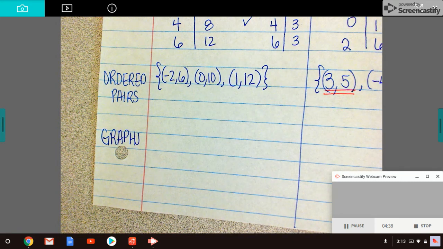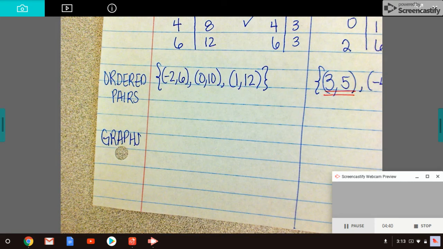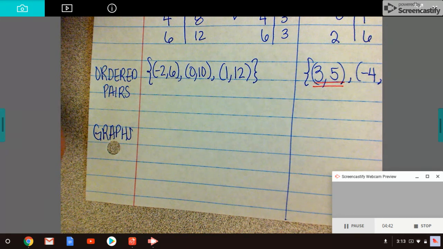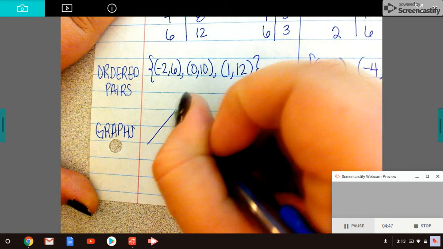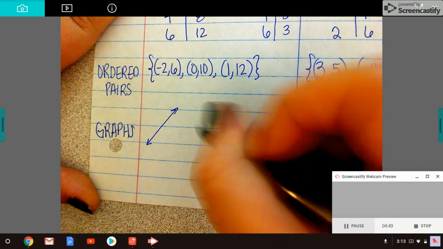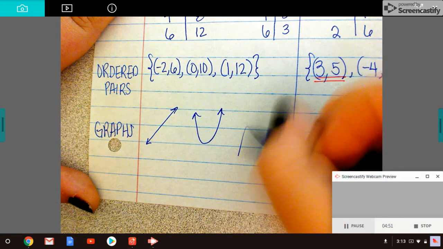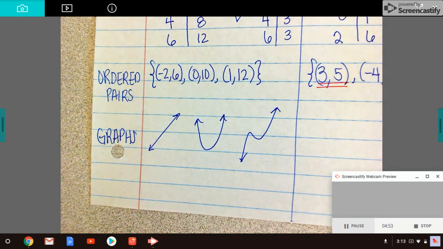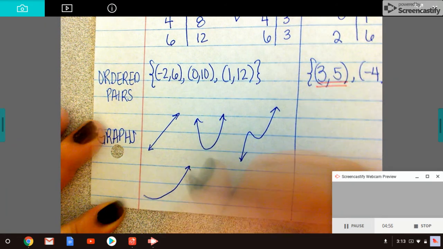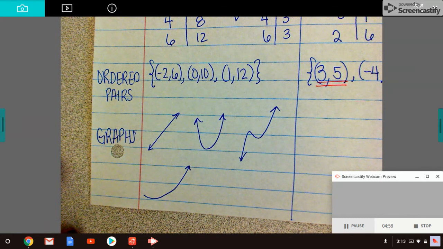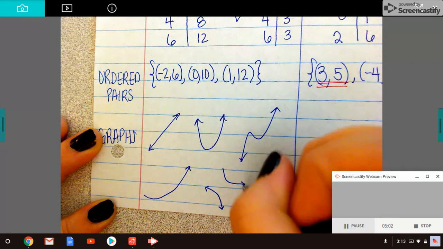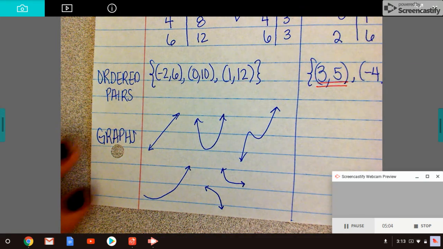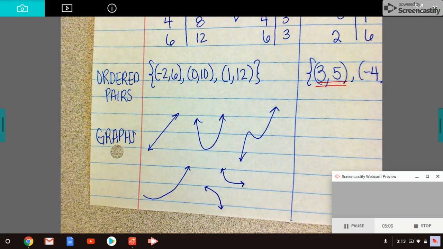So graphs can look a few different ways. We talked about linear versus nonlinear. All linear and nonlinear are functions. So no matter what, they're all going to be on this list. So we've got lines, we've got parabolas, we have cubics, we have those that are exponential. We also had some that were hyperbolic, where they had asymptotes in there. So all of these are actually functions.